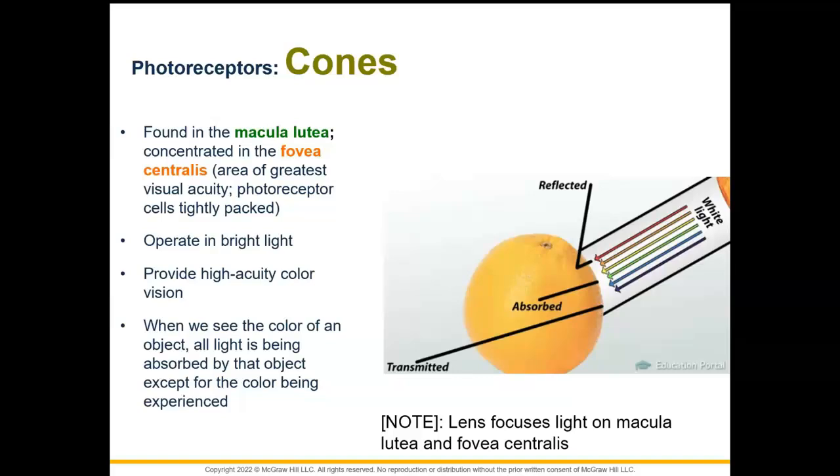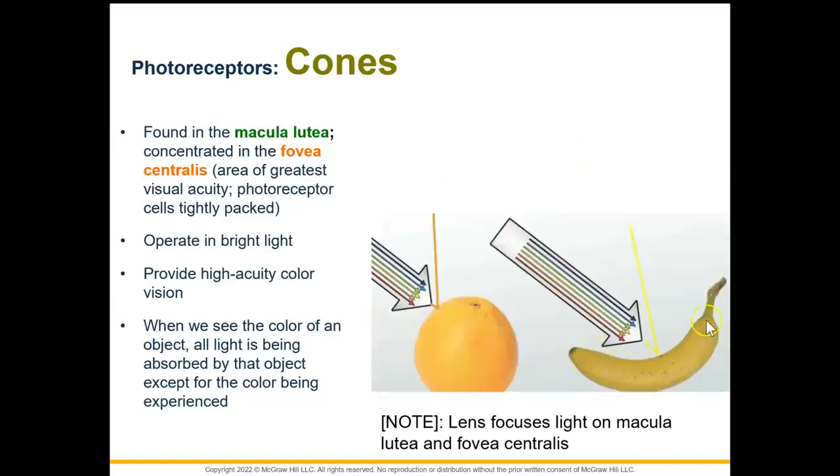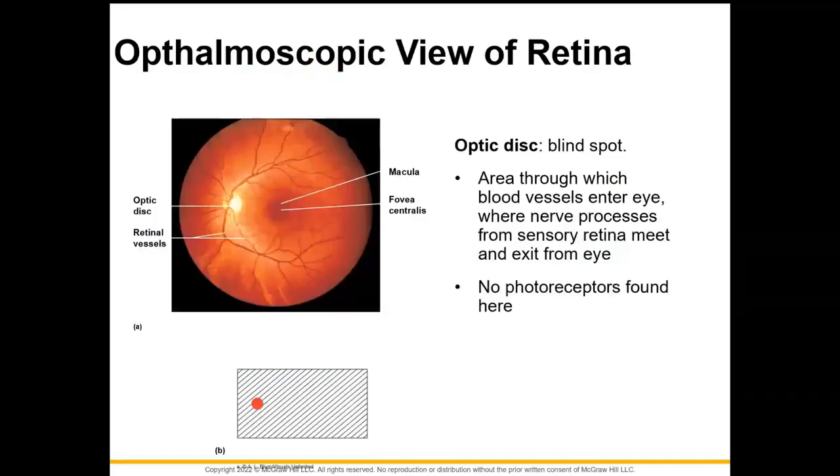When we see a certain color, for instance, this orange that is colored orange, all of the light is being absorbed by this orange, except for the orange color that is being experienced. So it reflects off, and that is the color that we are experiencing. For instance, if we were looking at a banana, all of those colors are being absorbed into the banana except for the yellow color, which is reflected out and into our eye.